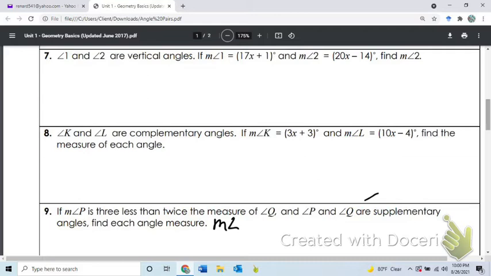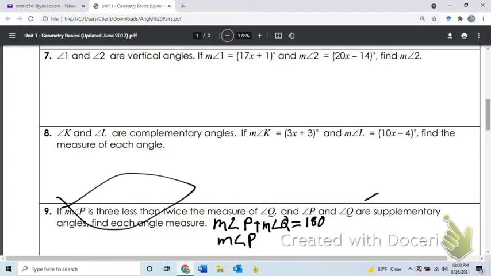So the measure of angle P is 3 less than twice the measure of angle Q, and P and Q are supplementary. So what we want to do here is write out what we know. We know that P and Q are supplementary, which means they add up to 180 degrees. We also know that the measure of angle P, and this is just translating this part right here, is, put an equal sign, 3 less, minus 3, twice the measure of angle Q.